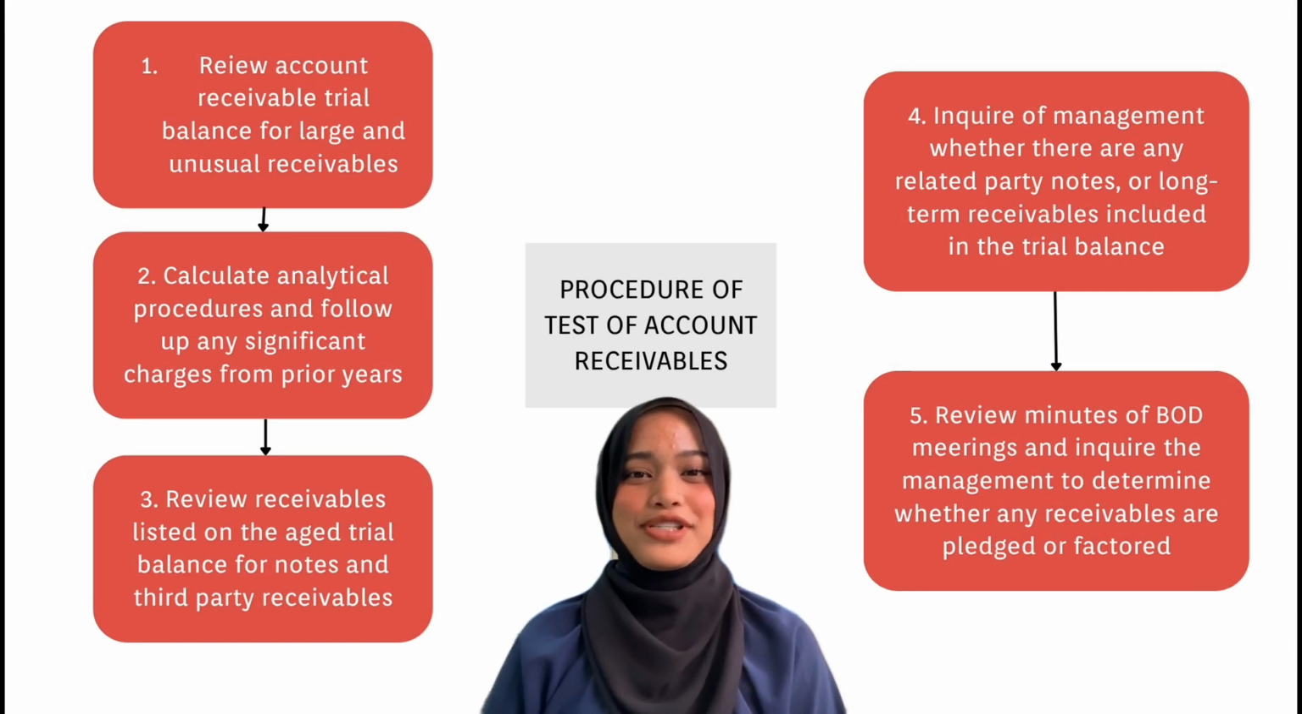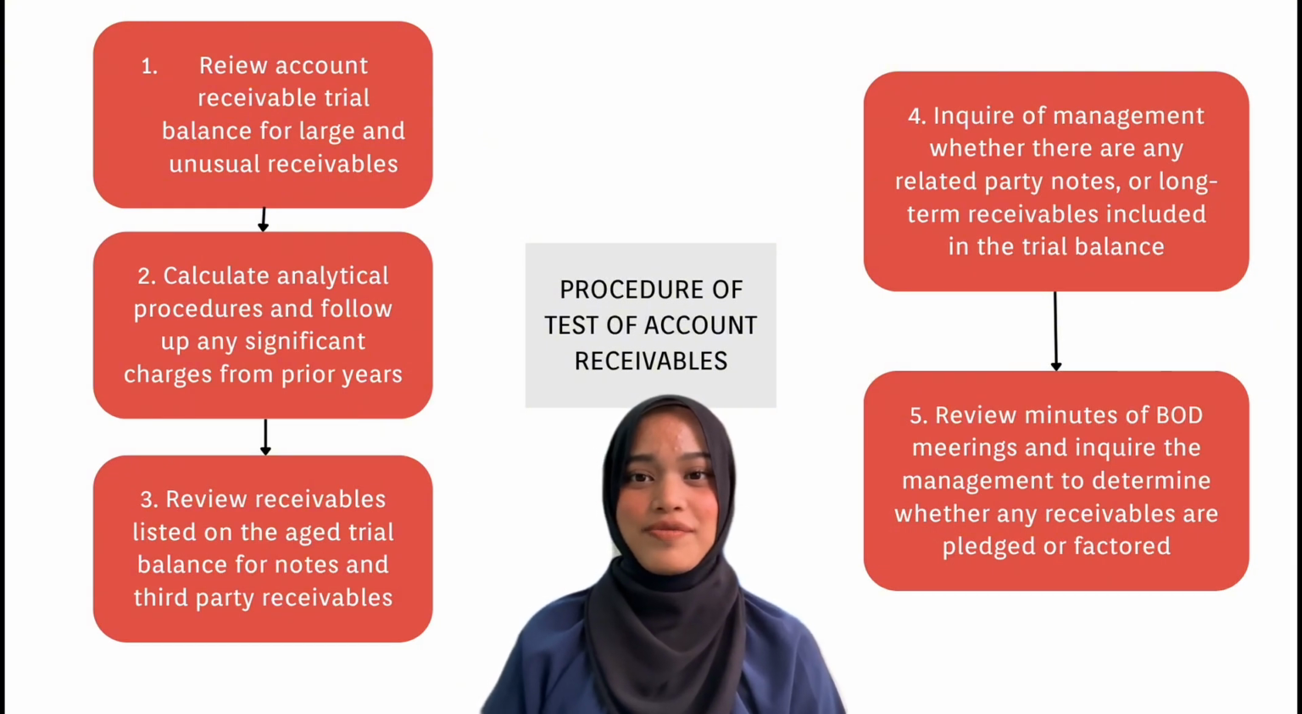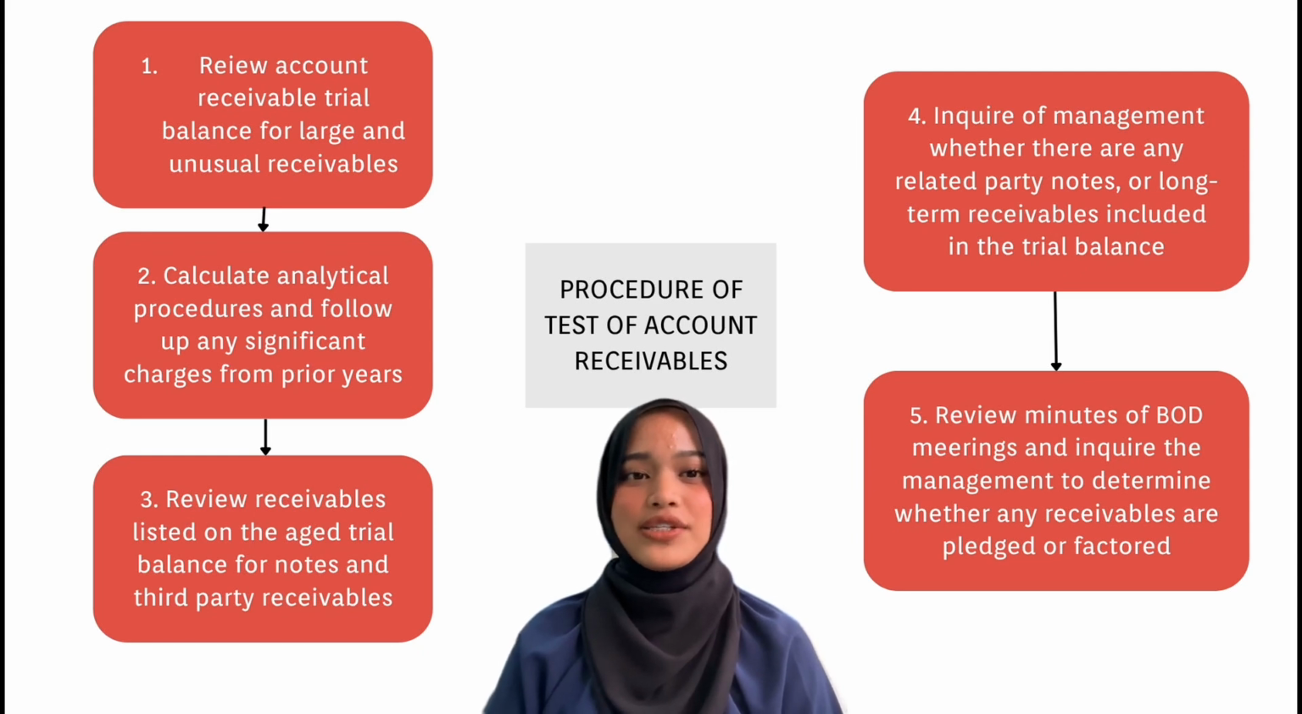Next, I will explain the procedures for testing accounts receivable to ensure accuracy and validity in the financial statements. First, we review the accounts receivable trial balance and identify any large or unusual balances needing special attention. Then, we perform analytical procedures to detect significant changes from prior years and investigate discrepancies. We review the aged trial balance to verify that notes and third-party receivables are properly classified and valued. It's important to inquire with management about related party notes or long-term receivables and review board meeting minutes to check if any receivables are pledged or factored.